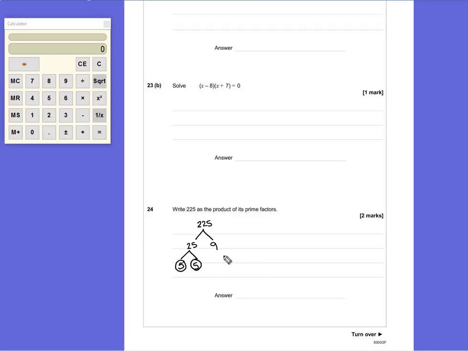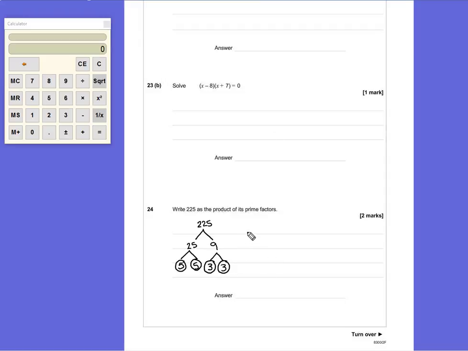So we switch across to the other branch, 9. What two numbers multiply to give you 9? Well, 1 and 9, that's a bit pointless, but this time we can also do this as a product of 3 and 3. Both of these are prime numbers, so we circle them and show that we've actually finished every branch.